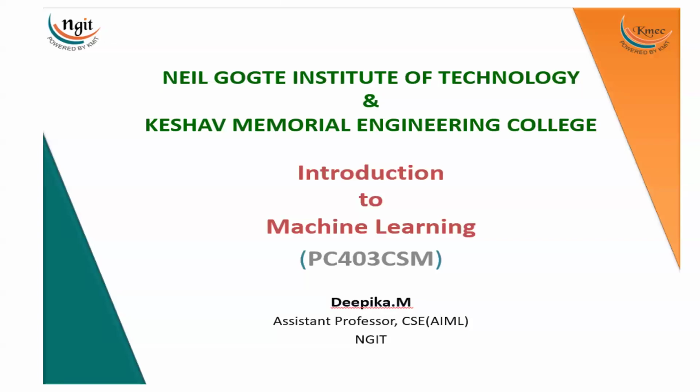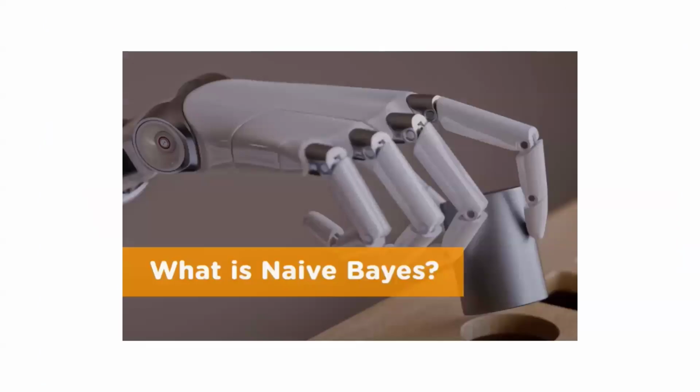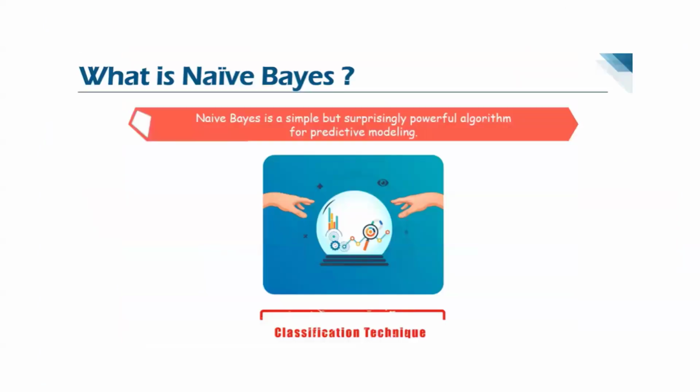Good morning, everyone. In this session, we are going to discuss the Naive Bayes classifier. Last class, we discussed Bayes theorem. This is the continuation of that Bayes theorem, that is, the Naive Bayes classifier. So, what is this Naive Bayes? Naive Bayes is a simple but surprisingly powerful algorithm for predictive modeling, and of course, it is a classification technique and it comes under supervised machine learning.